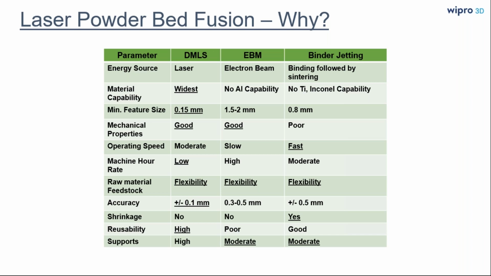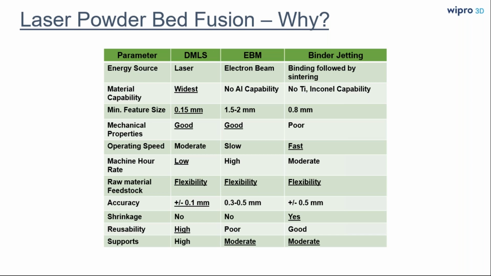Minimum feature size, again, DMLS comes out favorably. Mechanical properties in DMLS are good. Electron beam melting, again, good. Binder jetting properties, again, they're not ideal because the sintering cycle does not guarantee complete densification of the part. That being said, binder jetting operates at a much higher speed if you compare it with DMLS or EBM, and the machine hour rate from usability point of view.